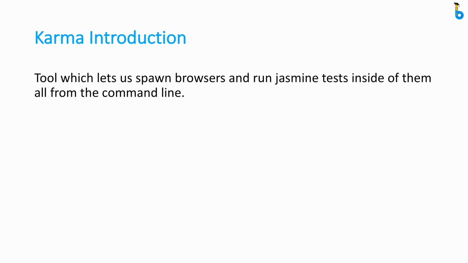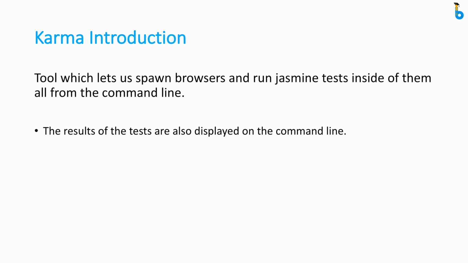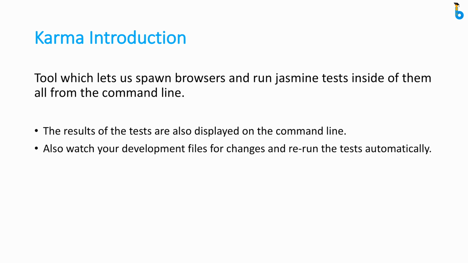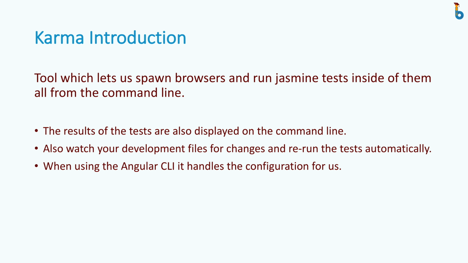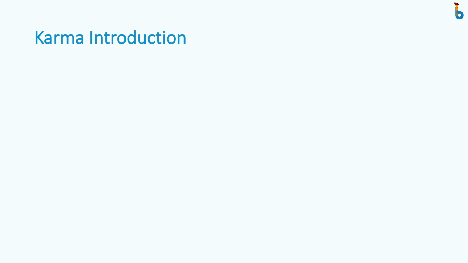So what is Karma? Karma is a test runner. The main goal for Karma is to bring a productive testing environment to developers. The environment being one where they don't have to set up loads of configurations, but rather a place where developers can just write the code and get instant feedback from their tests. So, why do we need Karma? The results of tests are displayed on the command line, and also it watches development files for changes and reruns the tests automatically.